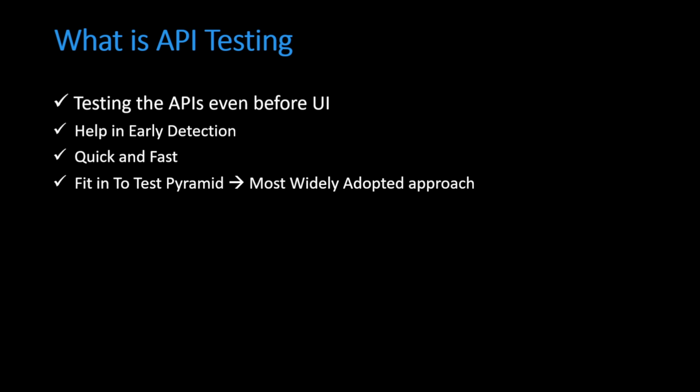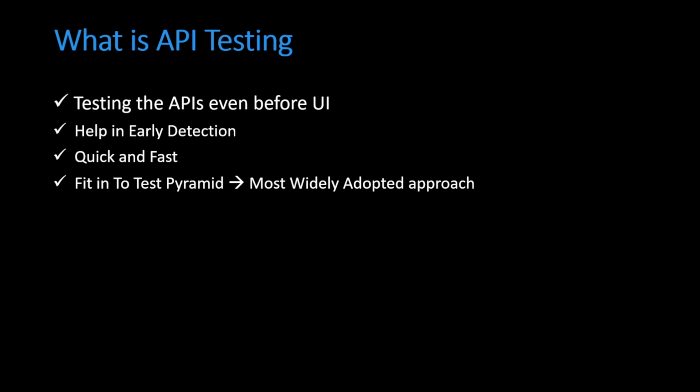If we perform early testing early in the life cycle, then we'll be able to find the bug early in the life cycle. And as a result, cost of fixing that bug would be cheaper. So API testing helps in early detection, and as a result, we'll be able to provide early feedback and we'll be able to get the bug fixed early in the life cycle. Also, API test cases are quick in writing and their execution is fast as compared to UI automation.